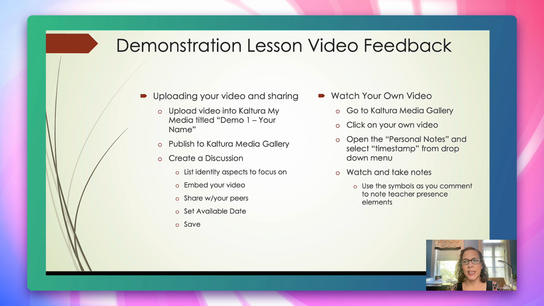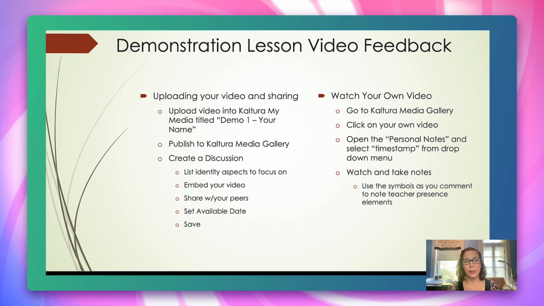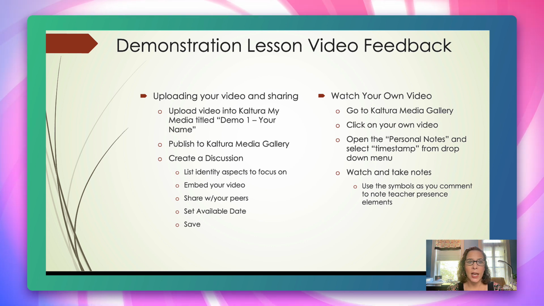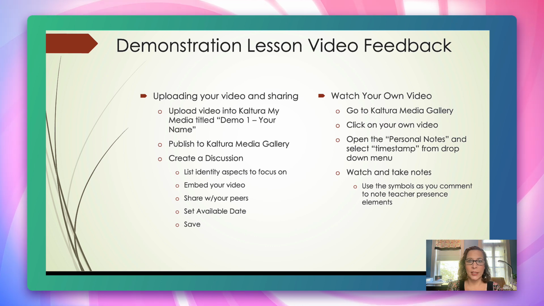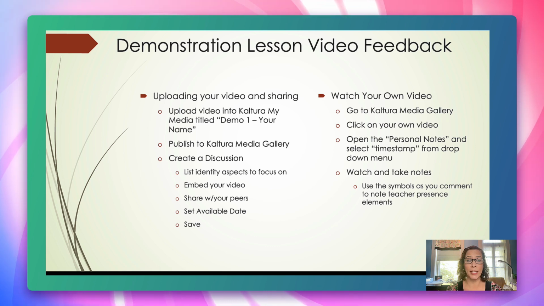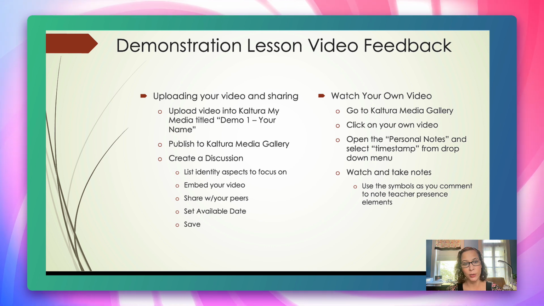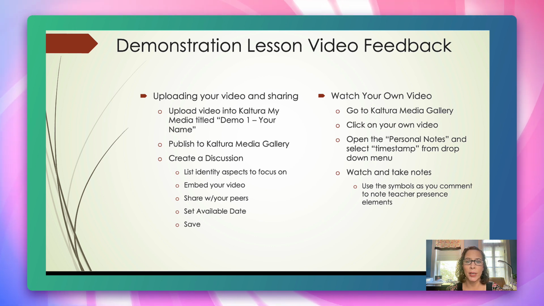So what you're going to see is a two-part process. The first part is uploading your video and how to share it. The steps basically are uploading it into two different places. Once you upload it into the first place, which is Kaltura My Media, and you title it Demo 1 and then your name, you can just use your first name if you want to, then I'll show you how to publish that to Kaltura Media Gallery.